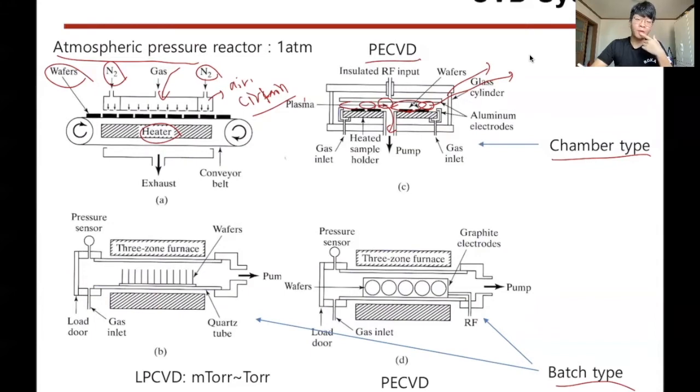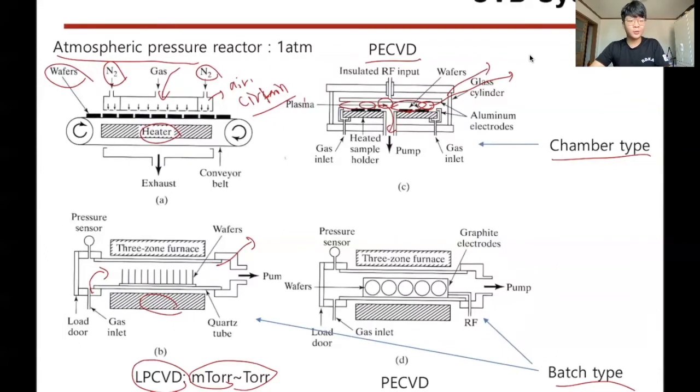So for extreme conformability, like extreme step coverage, we use low pressure CVD. The pressure is a millitorr or two torr, so it is a much higher vacuum state than PECVD. Using this vacuum, we put in the gas, and it is the same in that it uses thermal energy.